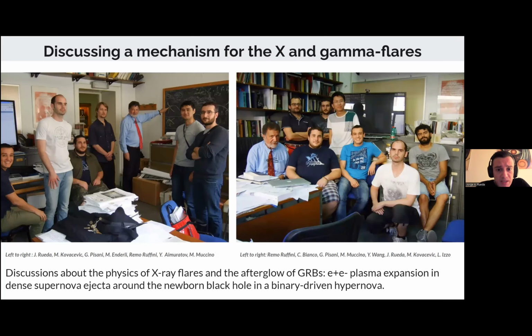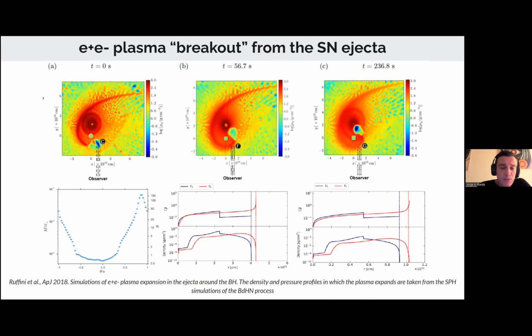We have, of course, analysis of X-ray and gamma ray flares in the GRBs. You have the formation of the electron-positron plasma in the black hole formation. That was the talk of Rahim Moradi yesterday. Rahim spoke yesterday about the expansion of the electron-positron plasma in the low density region. But this plasma also expands in the high density region.